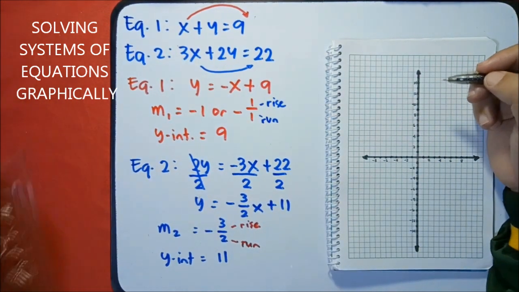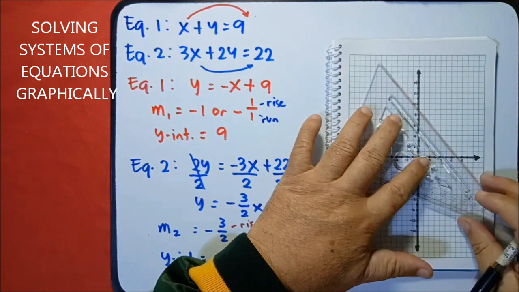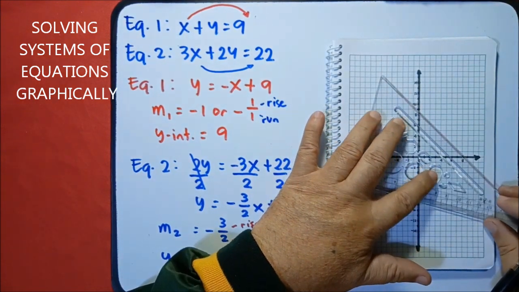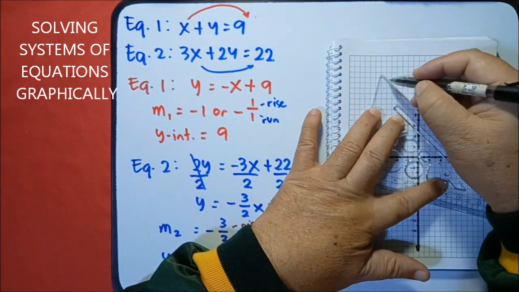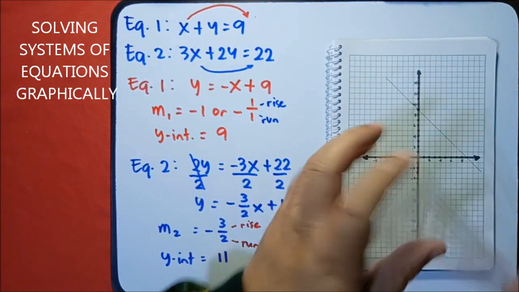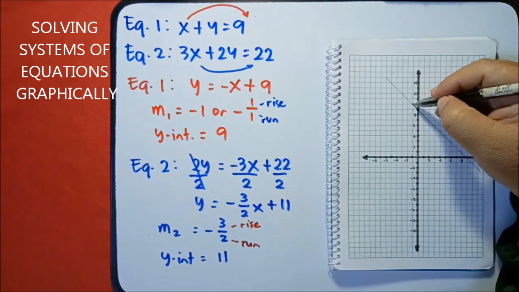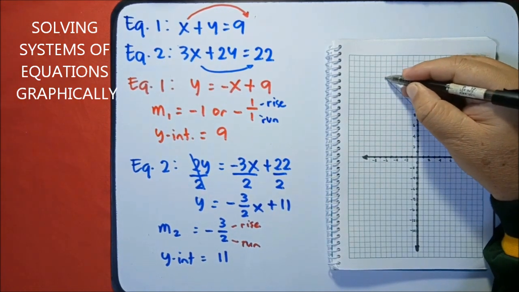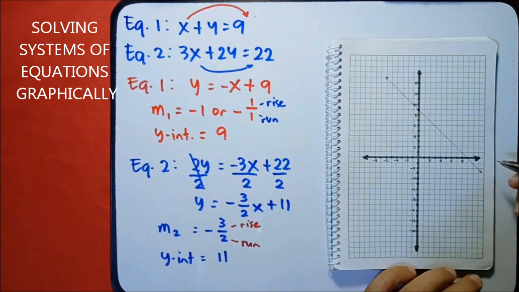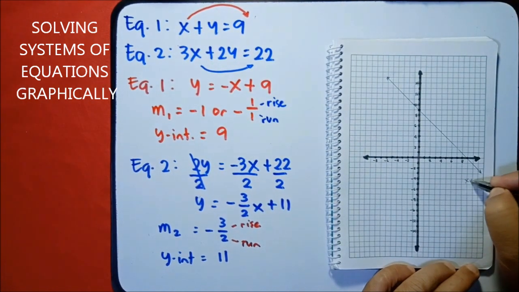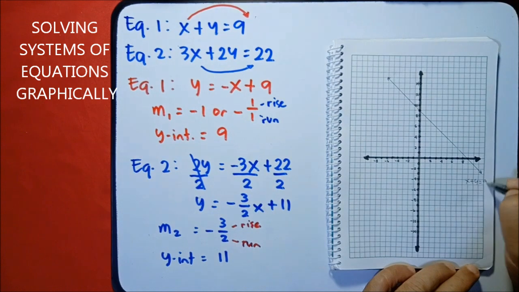Okay, now you will plot this. You have two points. You will plot this. That is the not-so-nice thing about graphing, because it is not accurate. Okay, so 9 and another point here. This will be your equation number 1. What is our equation number 1? x plus y is equal to 9.